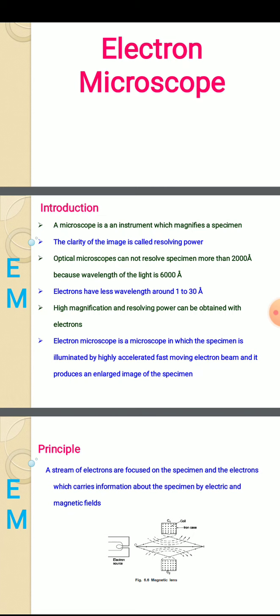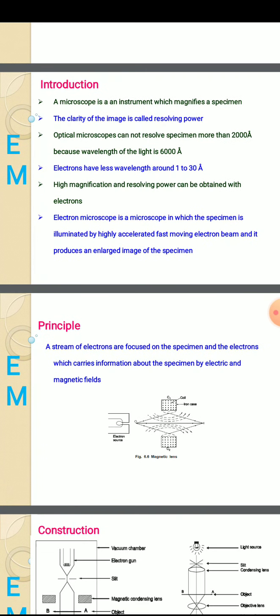The electron microscope is illuminated by a highly accelerated, fast moving electron beam. Next, the principle. In this diagram we have two coils, that is, magnetic coils. From the electron source itself, electrons are produced. Those electrons pass through the coil. That coil converges the electrons. The electrons are converged to a particular place. This is the principle of the electron microscope.